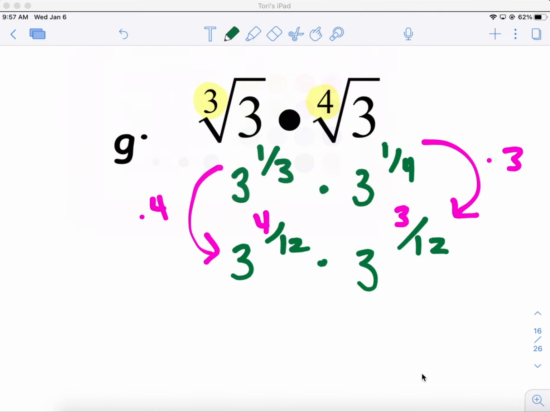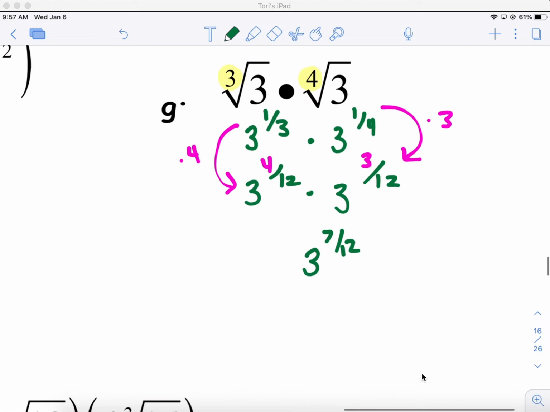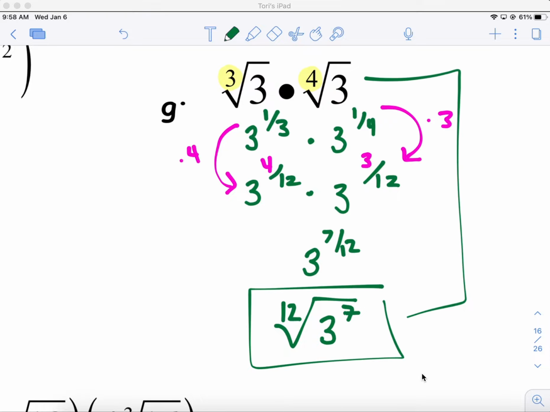Now I can add them together. 4/12 plus 3/12 gives me 7/12. I cannot simplify that. 7 doesn't simplify with 12. I also don't need to do a 12th root of 3, but I do need to switch it back to a radical, because if I started with a radical, I need to end with a radical. So we're going to say 12th root of 3 to the 7th power. Okay, whatever you start with, the format has to match at the end.